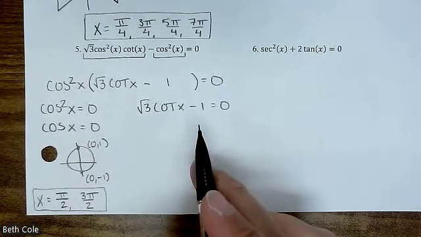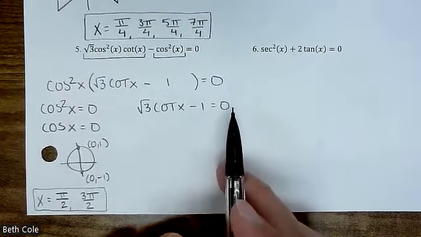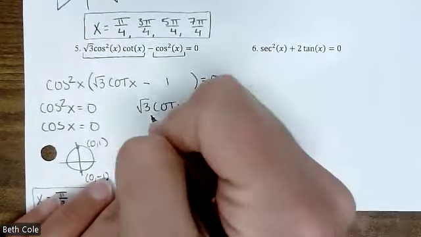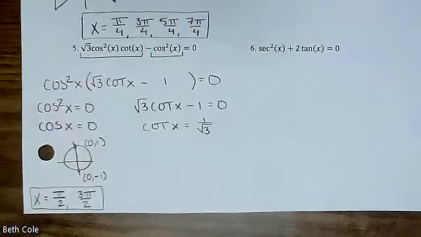I get that this looks awful, but just persevere. What would you do to start solving it? You would add 1. Yeah, well, divide by square root of 3.